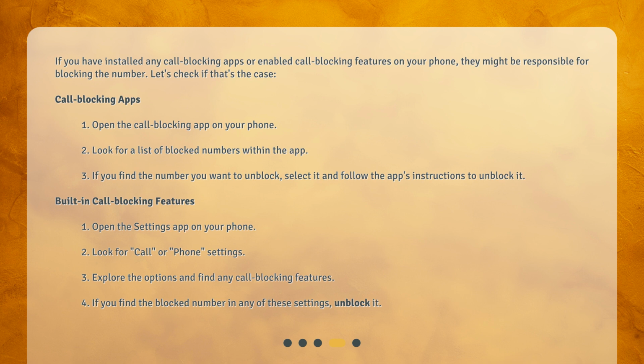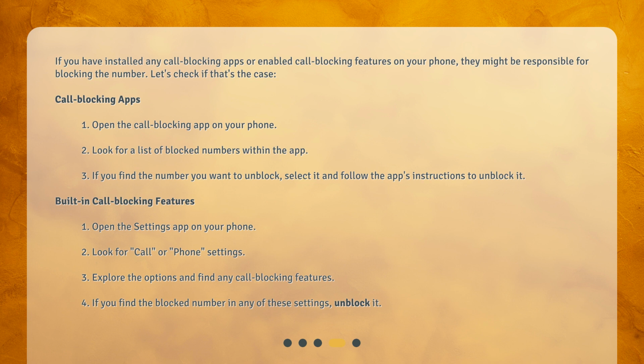Call blocking apps. 1. Open the call blocking app on your phone. 2. Look for a list of blocked numbers within the app. 3. If you find the number you want to unblock, select it and follow the app's instructions to unblock it.